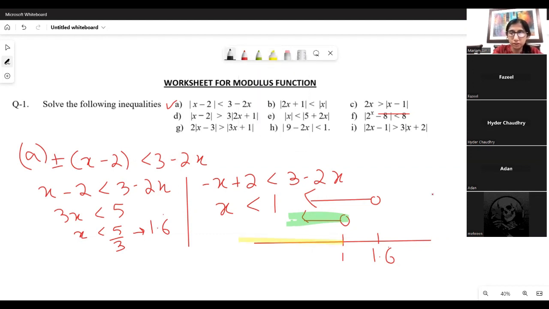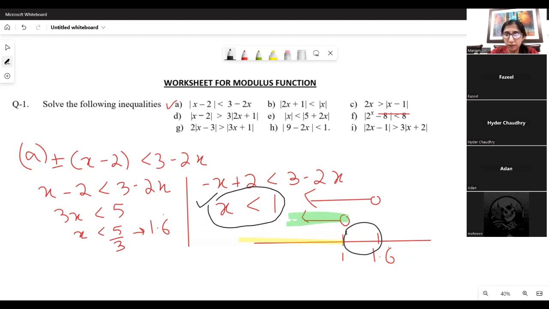But this region is not in x is less than 1. So you have to accept this smaller value. This should be the answer. Let me just quickly check the answer at the back. Question 1 part A. Yes, it says x is less than 1 only.